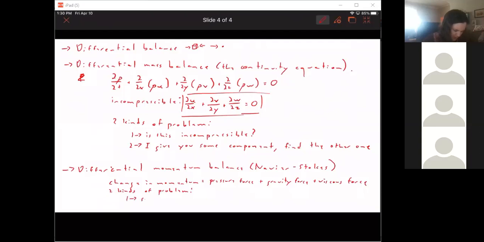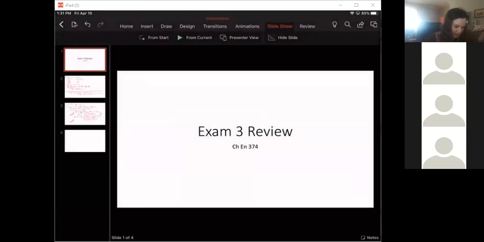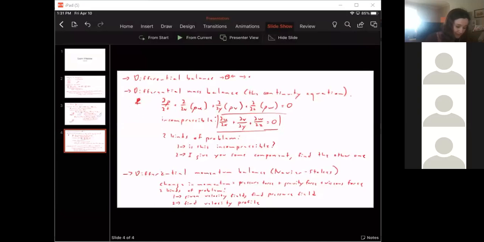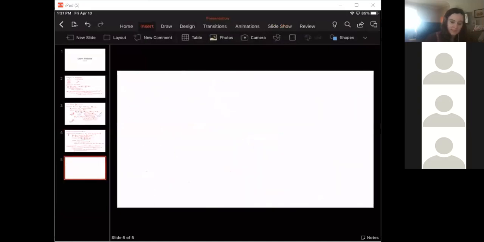One, given velocity, find pressure. That's finding pressure as a function of x, y, and z, or r, z, and theta, whatever. And the other one is find velocity profile. And the biggest part of this, the one that if you can do it, the rest will be easy, is properly simplifying Navier-Stokes.